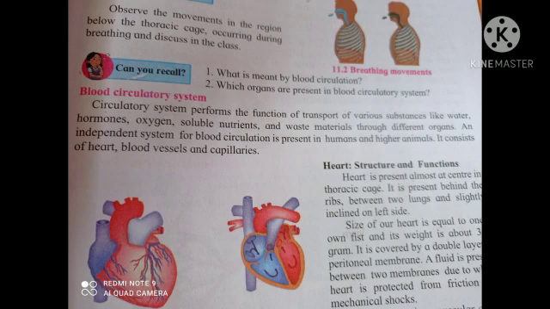Now the blood circulatory system. Organs in the blood circulatory system are the heart, blood vessels and capillaries. Transport of various substances by blood includes water, hormones, oxygen, soluble nutrients and waste material.